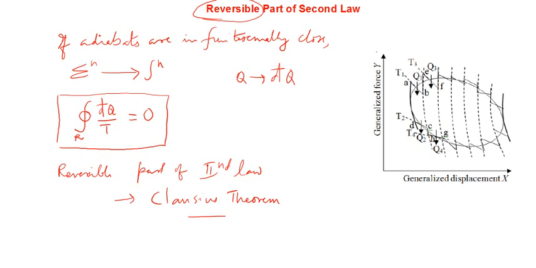So that is the closed integral over the reversible path of d bar q by T, which will always be equal to 0, and you can see this is an equality. The inequality will be applicable for irreversible processes, which will be named the Clausius inequality. We will discuss that maybe in the next sessions.